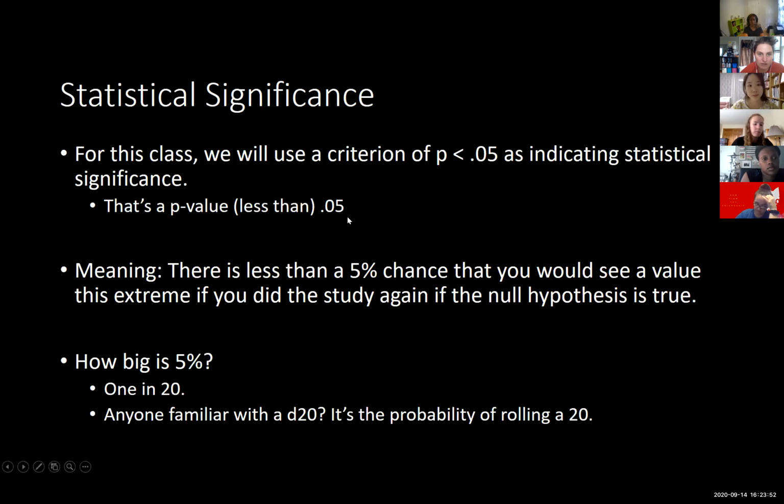That's less than 0.05. Smaller than, closer to 0. And the meaning here is that there's a less than 5% chance that you would see a value this extreme if you did the study again, if the null hypothesis is true.